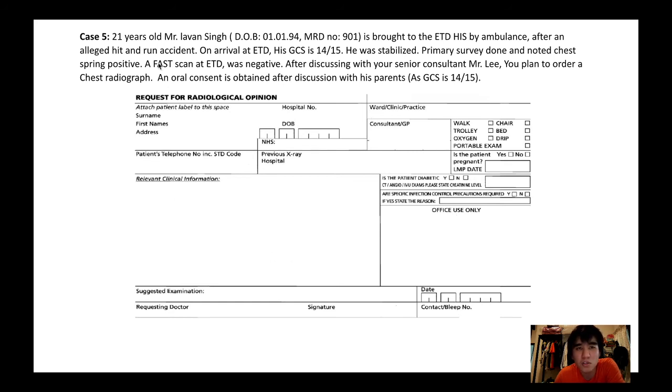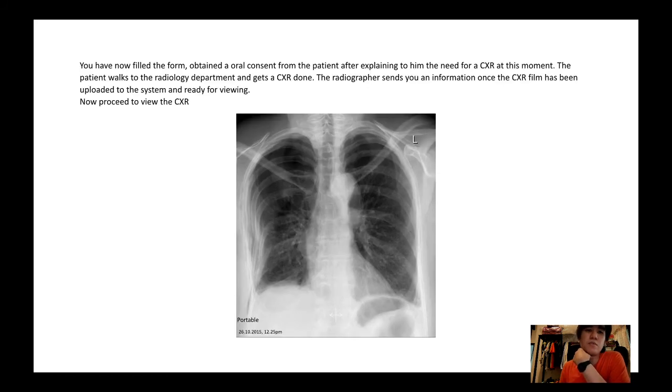FAST is for stroke, so they screen for stroke at the emergency trauma department. Negative. No other symptoms. It's just chest spring positive. What does that mean? Is that good or bad? Chest spring, broken ribs. There's no respiratory problems here.